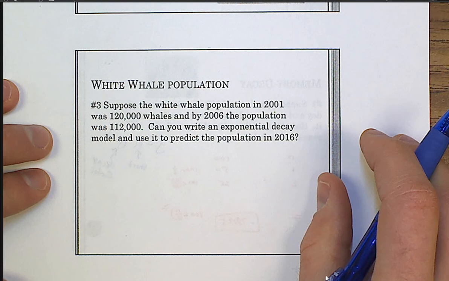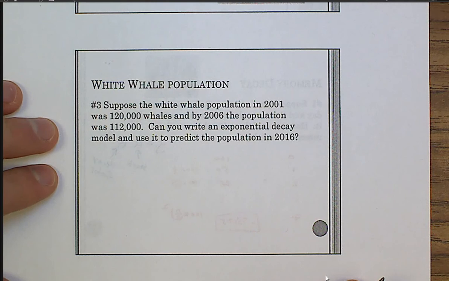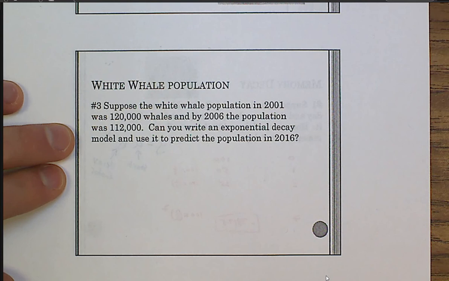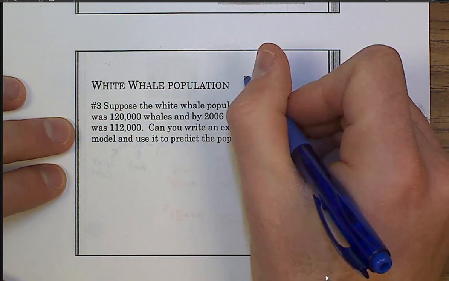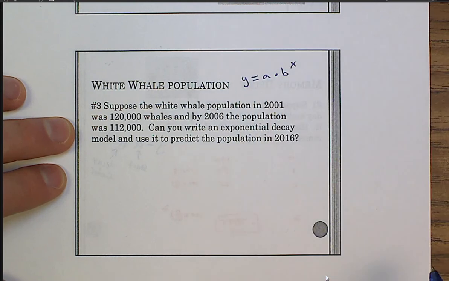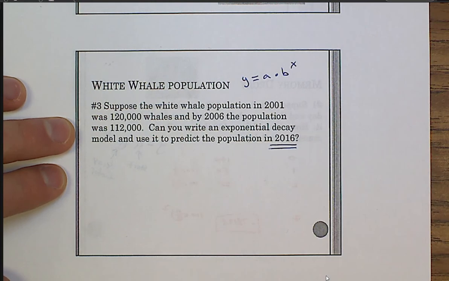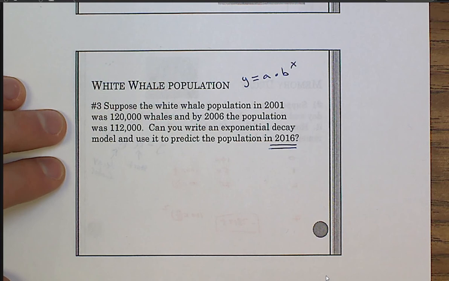This is called the white whale population question, and it says suppose the white whale population in 2001 was at 120,000 whales, and by 2006 the population was 112,000 whales. Can you write an exponential decay model that uses to predict the population? So what I'm asking you to do is come up with this equation on your own, and then use that equation to make a prediction for the year 2016. Okay? This question should probably get updated. It should probably be in 18, and we can do that.